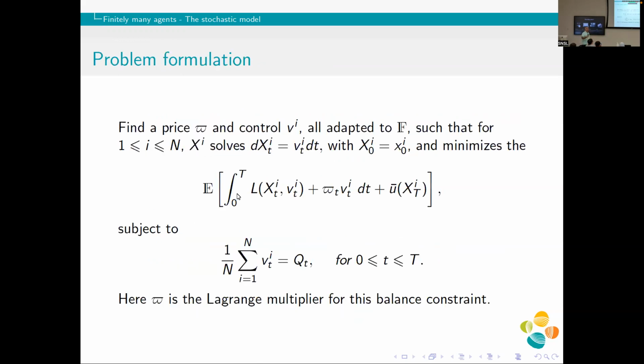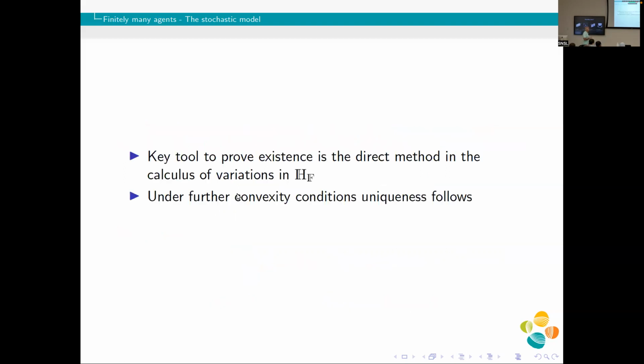And you introduce a random variational problem. So you want to find a price which is progressively measurable, a control that's progressively measurable, all in these nice spaces, such that to minimize the action with the cost subject to this balance condition. And in fact, what you see is that the price can be regarded as the Lagrange multiplier for this constraint.